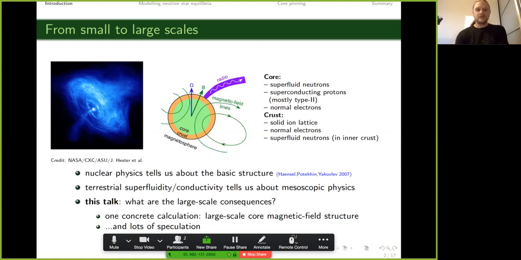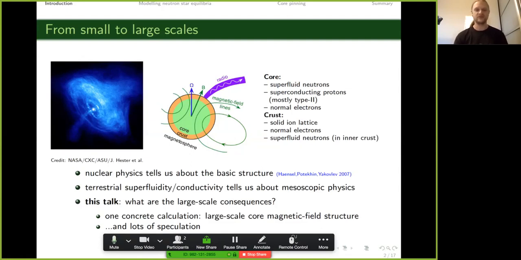The point is that nuclear physics tells us about the basic structure of the neutron star. And what we know about terrestrial superfluidity and superconductivity informs a lot of what we think we know about neutron star superfluidity and superconductivity. My talk is focusing on the large-scale consequences for the magnetic field of the fact that the protons in the core are a superconductor.